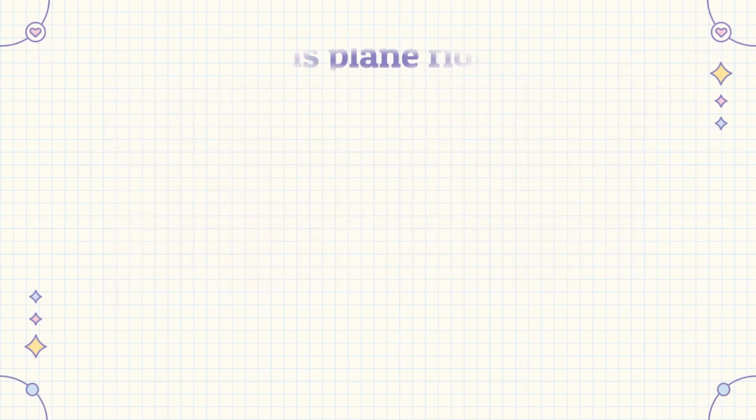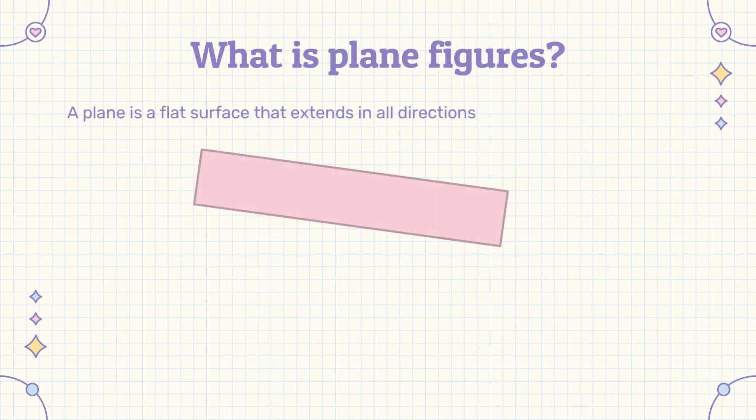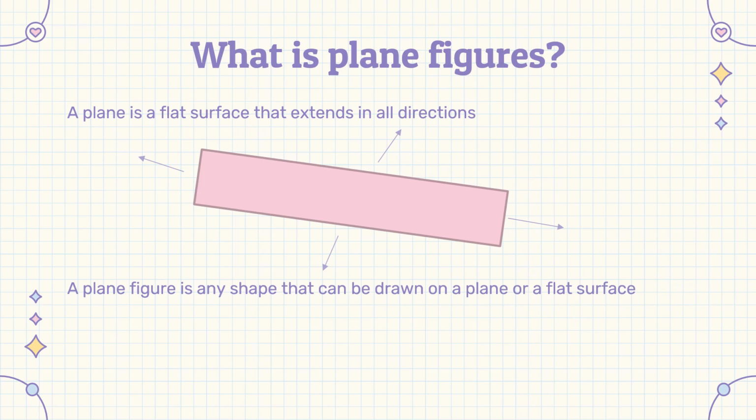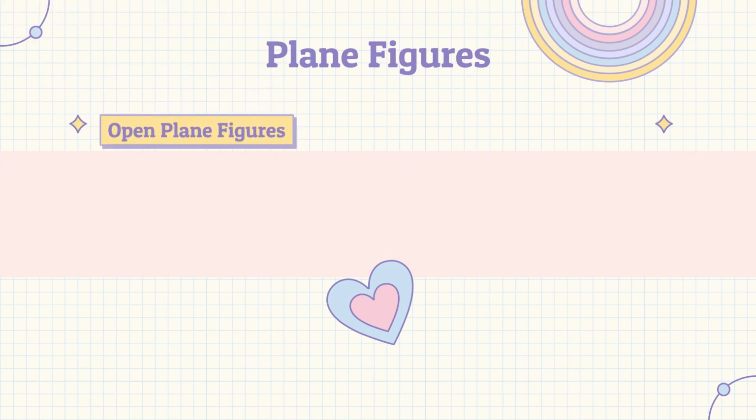Okay, what are plane figures? A plane is a flat surface that extends in all directions. A plane figure is any shape that can be drawn on a plane or a flat surface, using straight lines or curved lines. As defined earlier, plane figures can be open plane figures and closed plane figures.